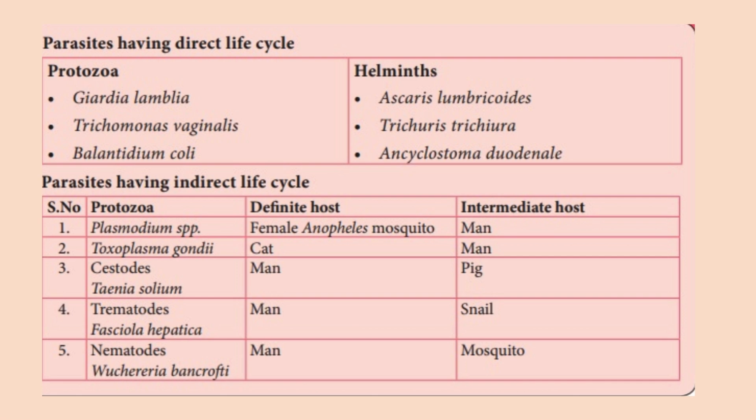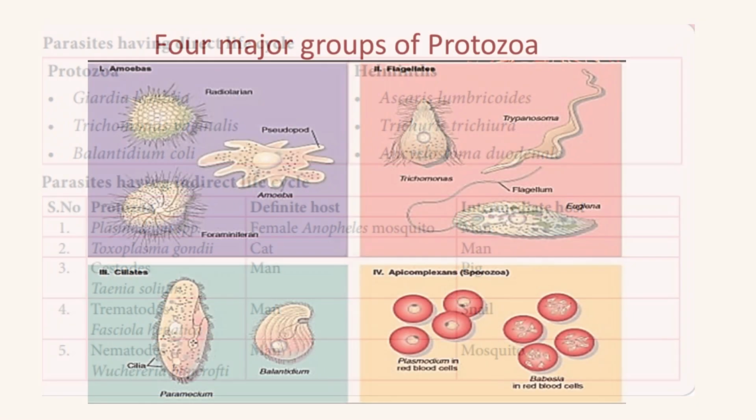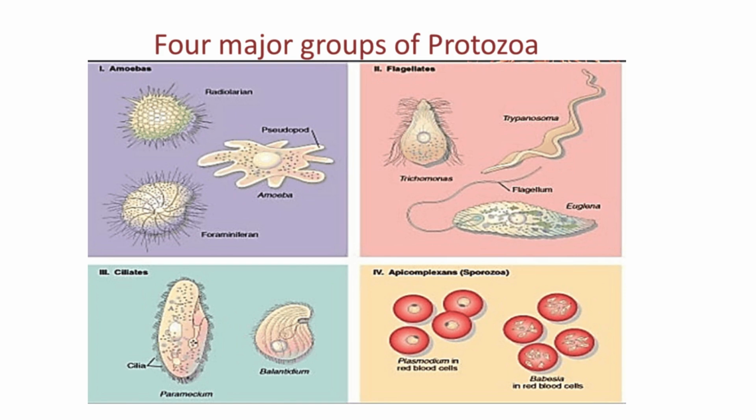Okay, so they can have either a direct life cycle or an indirect life cycle. Now coming to protozoans in detail. Protozoans, as I told, are classified into four: amoebas, flagellates, ciliates, and sporozoans. Amoebas are our Entamoeba species. Flagellates are Trypanosoma, Trichomonas, and we also have Giardia. Then ciliates are Balantidium coli. Then sporozoans, the mainly important species, are Plasmodium or the malarial parasite, and Babesia.